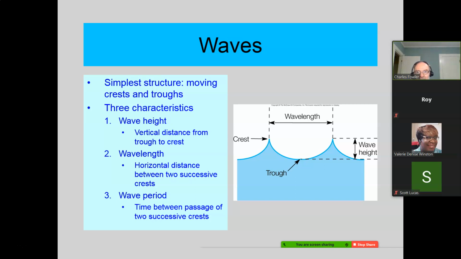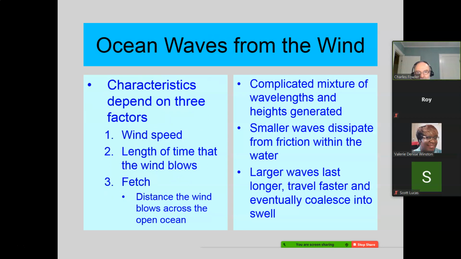Fairly simple concepts. Just remember, wave height and wavelength are both length measurements. Wave period is a time measurement. Okay.